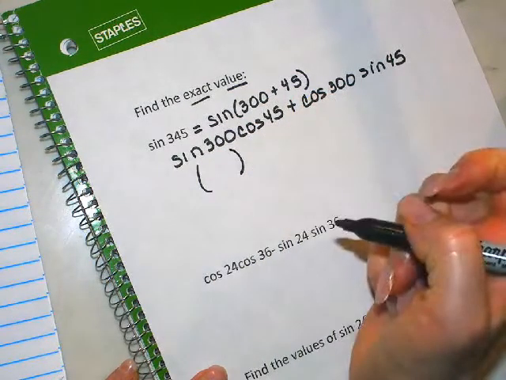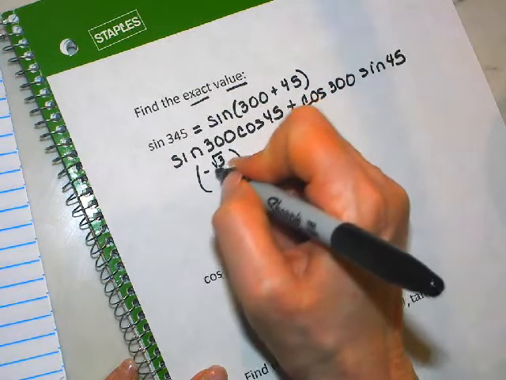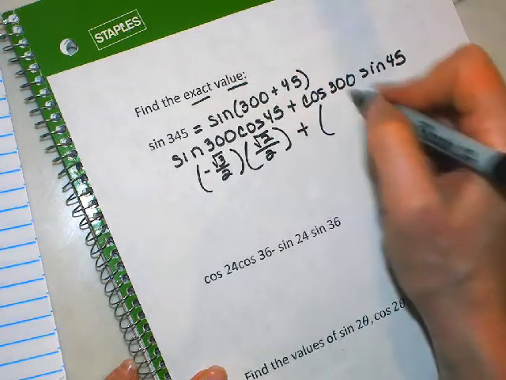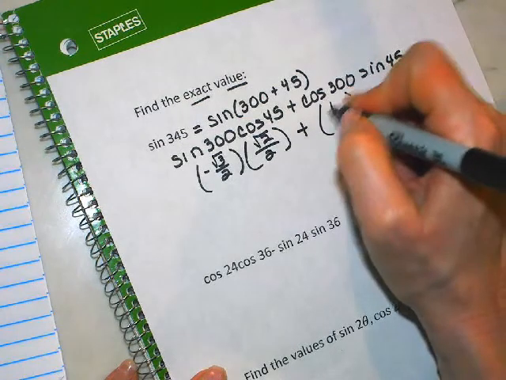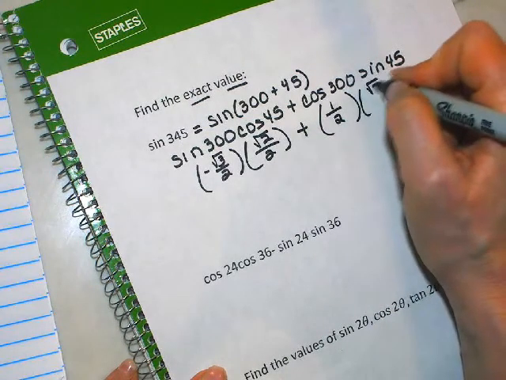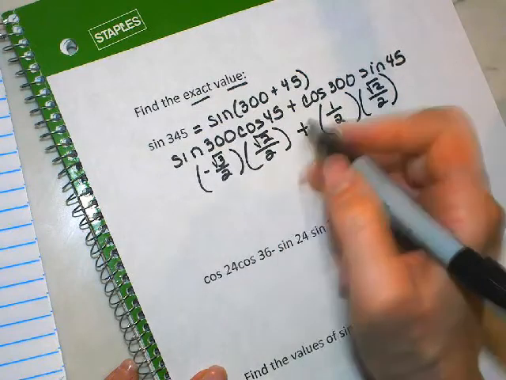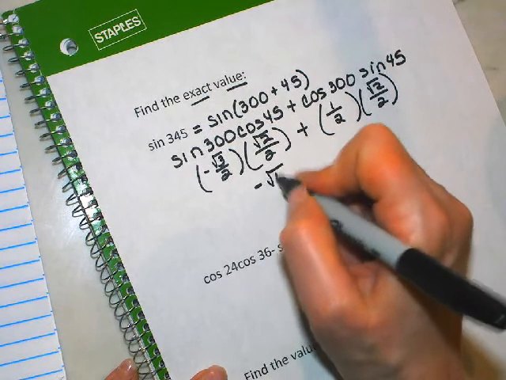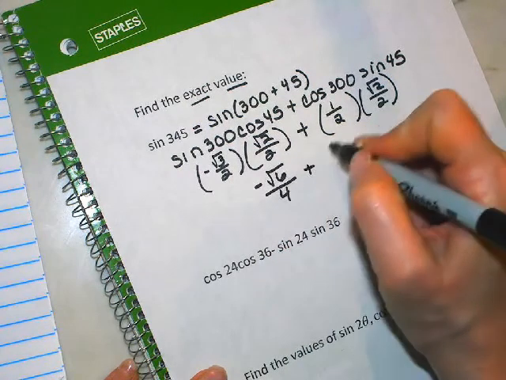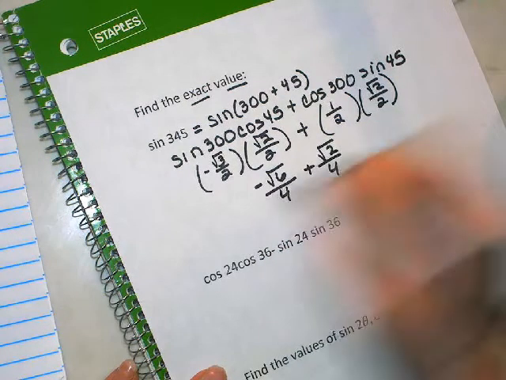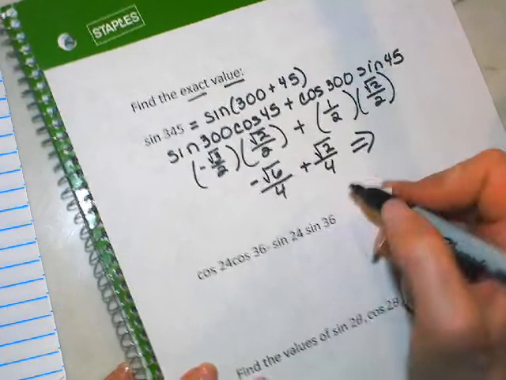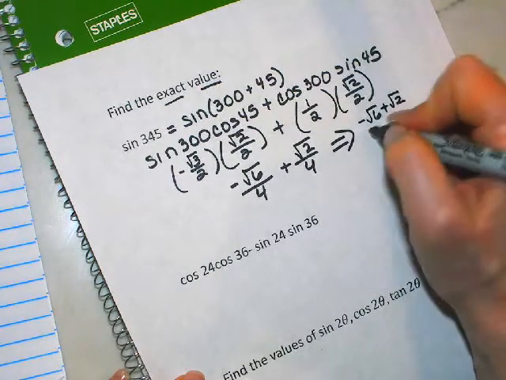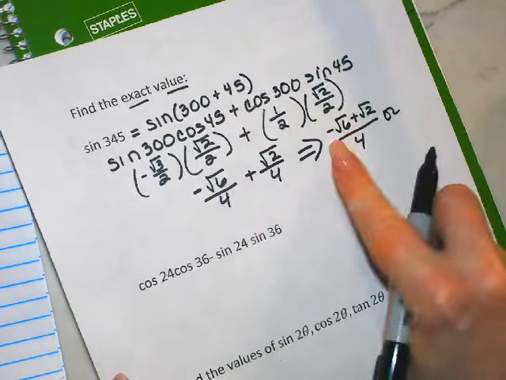The sine of 300, since it's sine in the fourth quadrant, it's negative radical 3 over 2. Cosine of 45 is radical 2 over 2. Plus the cosine, well, in 300 cosine is positive, it's 1/2, times radical 2 over 2. When I multiply this, this is negative radical 6 over 4, plus radical 2 over 4. And then I'm just going to put these together because they have the same denominator. You can leave it as negative radical 6 plus radical 2 over 4.